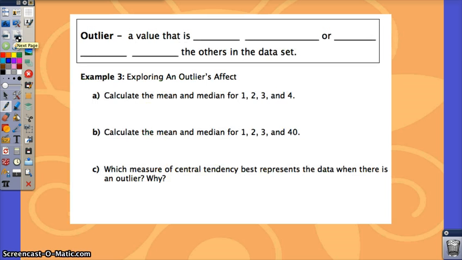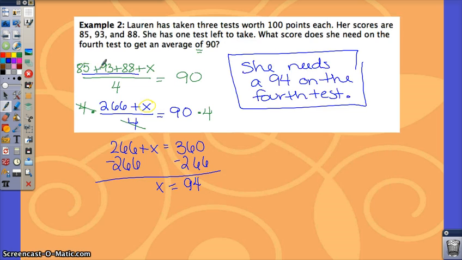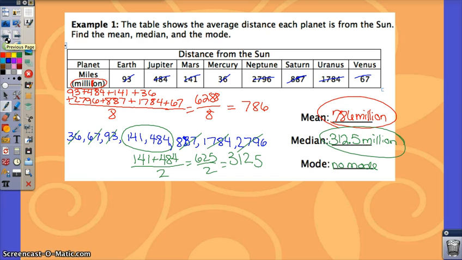Well, you could have an outlier in a data set. An outlier is a value that is much greater or much less than the others in the data set. You know, those test scores, they were all pretty close together. I would say that all of these are very similar. There's no outlier there.